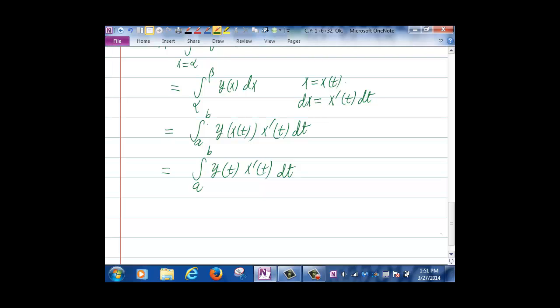Let's do an example, okay? Why is y of t equal to y of x of t? Where did you get y?